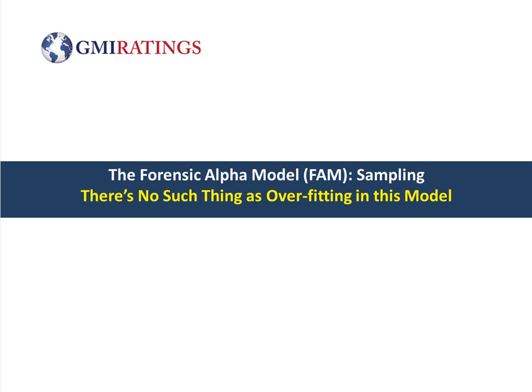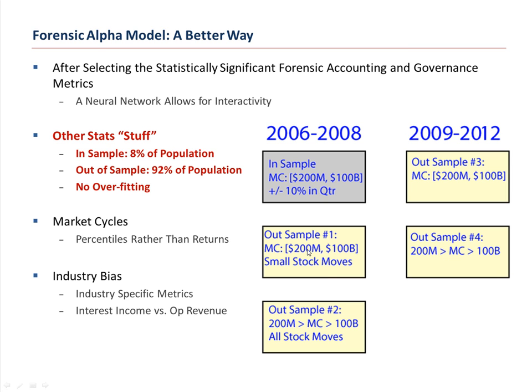Let's talk about some of the guts of it, in particular, sampling, and that there's no such thing as overfitting in this model. As I said before, the in-sample I used was 2006, 2007, 2008, market caps between 200 million and 100 billion euros, and then only stocks which move plus or minus 10% in a quarter, and then only the top 20% of those and the bottom 20% of those. If you do some quick math, it turns out that this little gray box only accounts for 8% of the population, whereas these other yellow boxes account for 92% of the population.